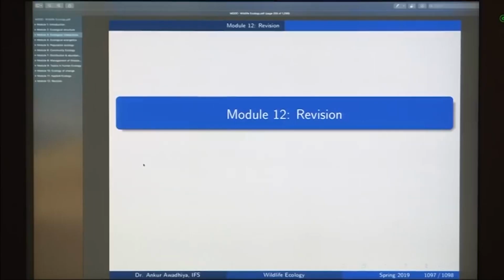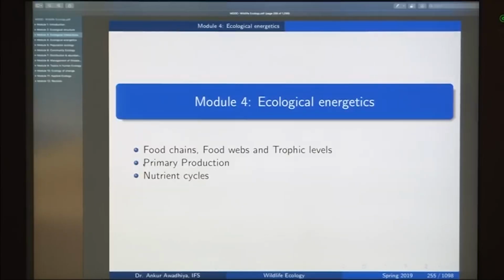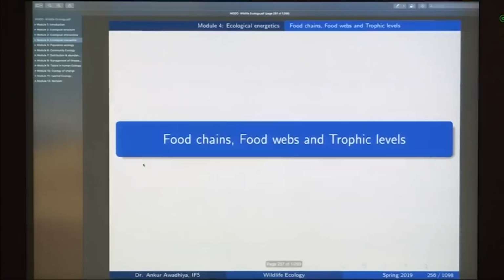Namaste. Today we move with the second part of the revision. So, we begin with the fourth module, which was ecological energetics. It had 3 lectures: food chains, food webs and trophic levels, primary production and nutrient cycles.